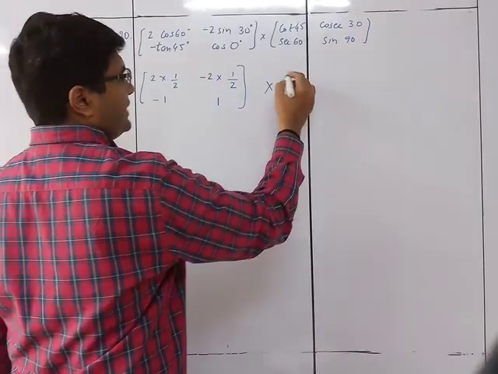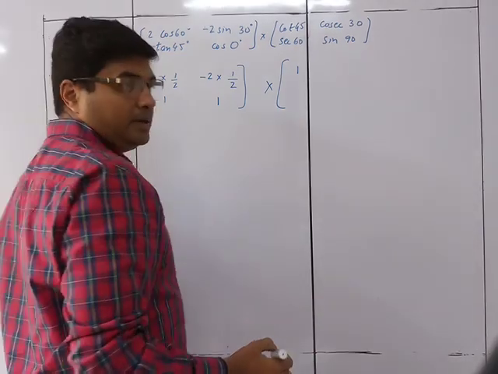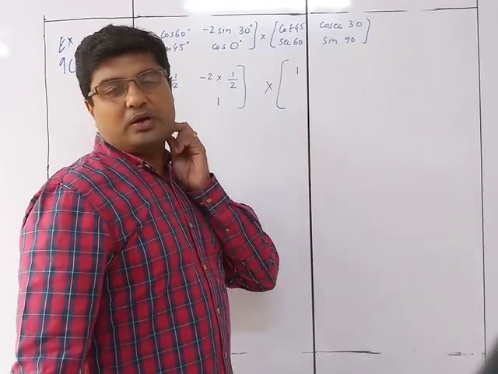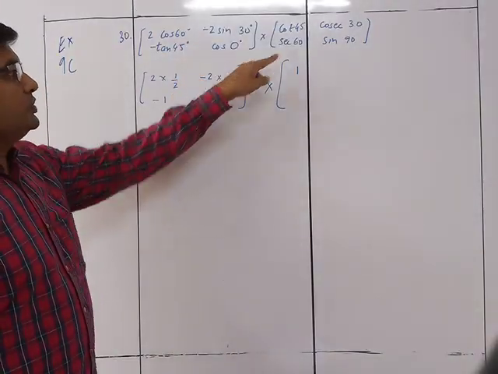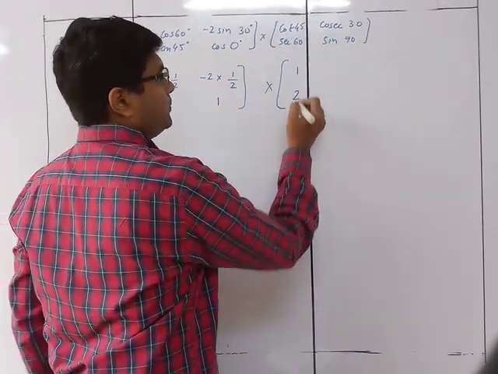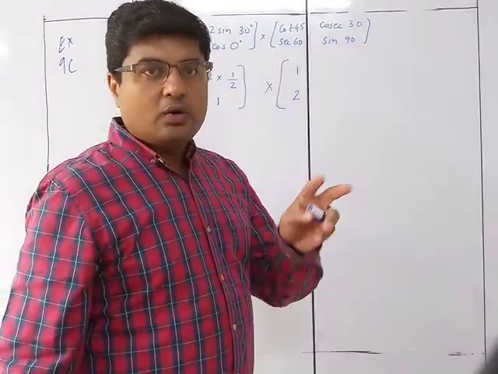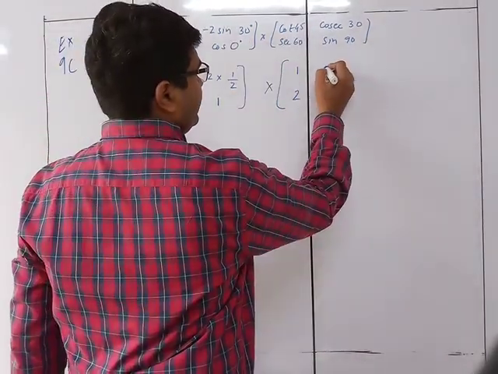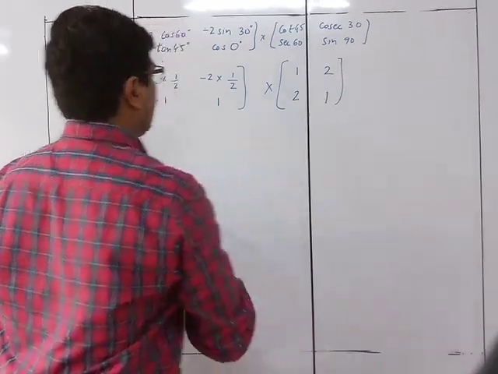Multiplied by, let's take the second part over here. The second part, cot 45 is 1. Now sec is nothing but the reciprocal of cos. Cos 60 we know is 1 upon 2, so this will be 2. Cosec 30 is nothing but the reciprocal of sine. Sine 30 is 1 upon 2, so the reciprocal of that will be 2. Sine 90 is 1, so this is the required thing.